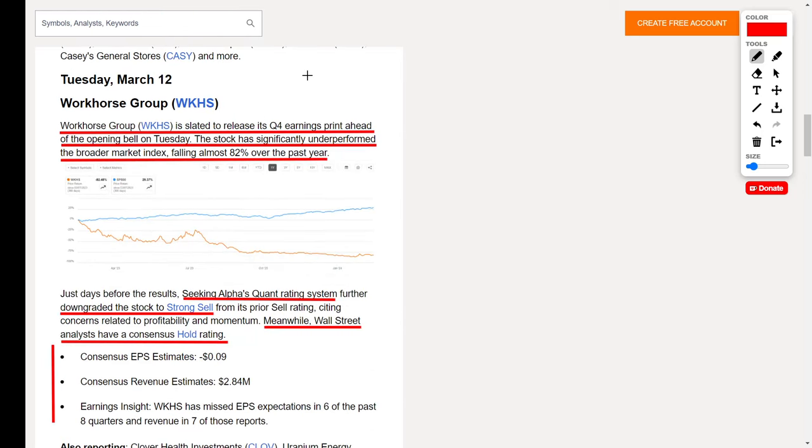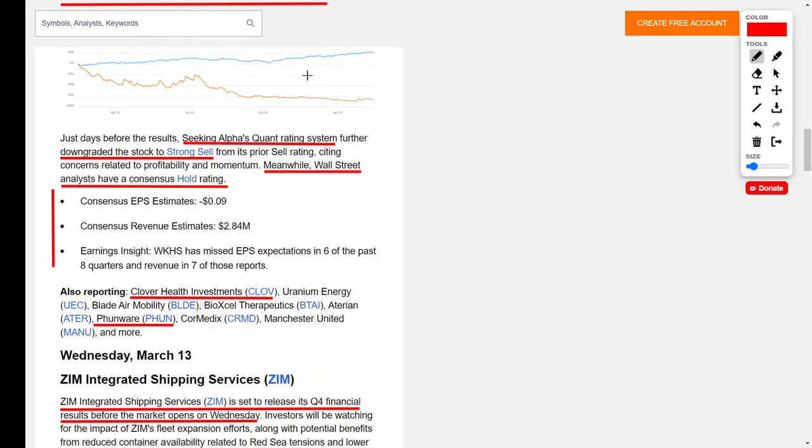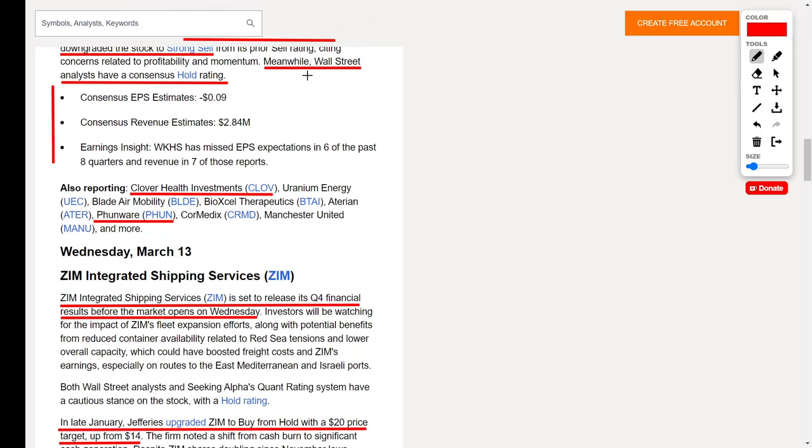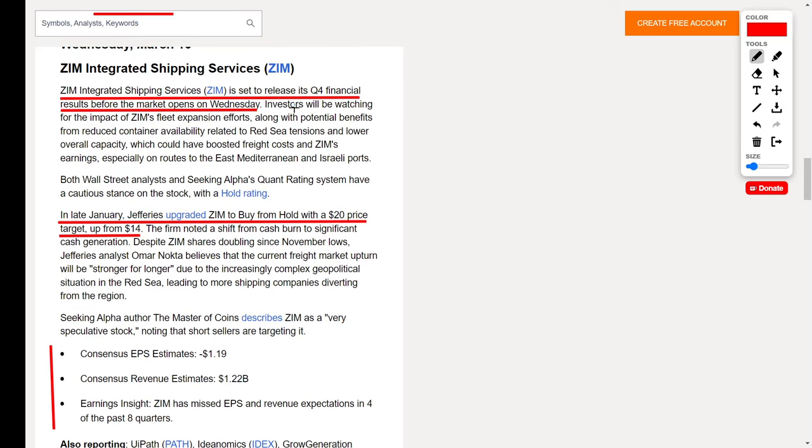Now let's move on to Tuesday, March 12th. This is when Workhorse Group, ticker symbol WKHS, will release their quarter 4 results. This company is an electric vehicle last mile delivery company, and they have a strong sell rating according to Seeking Alpha's quant rating system. Meanwhile, Wall Street analysts rate this company as a holding opportunity. For their earnings report, it's projected that their earnings per share will come in at a loss of 9 cents per share, while their revenues will come in at $2.84 million. Other companies which will also report their earnings on that same day would include Clover Health Investments as well as Fundware, so please keep an eye out for that.